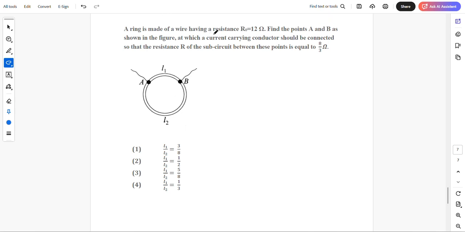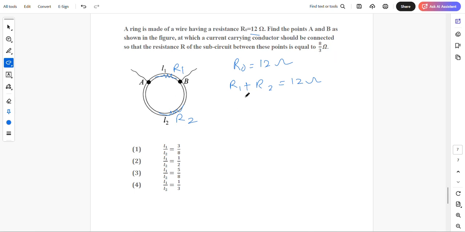A ring is made of a wire having resistance R0, 12 ohm. Find the points A and B as shown in the figure at which a current carrying conductor should be connected so that the resistance R of the sub circuit between these points is equal to 8 by 3. Here R0 is given as 12 ohm. Let me call this R1 and this R2. R1 plus R2 is 12, and if they are connected in parallel, it is 8 by 3.